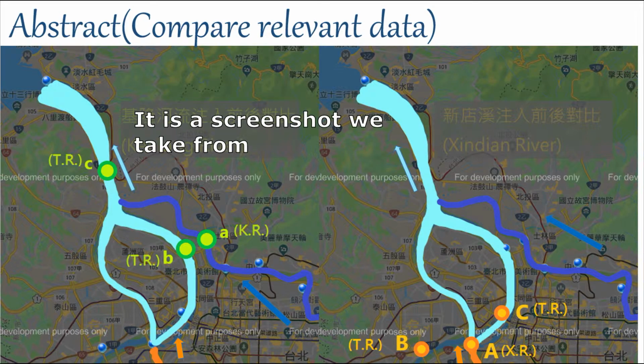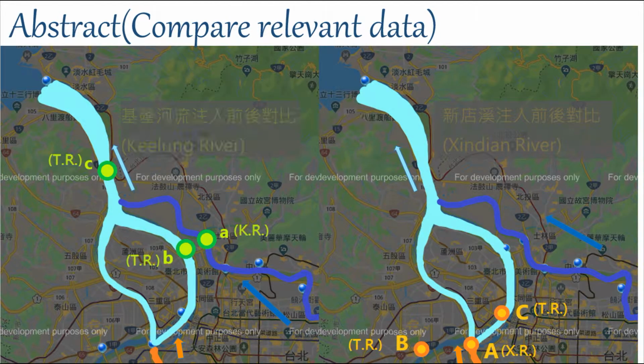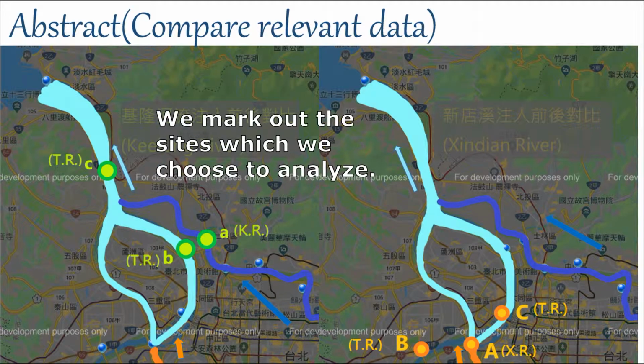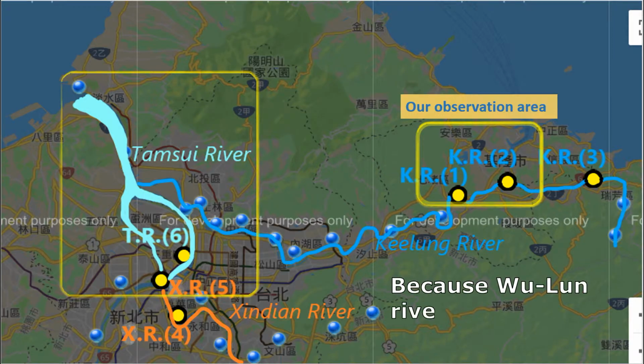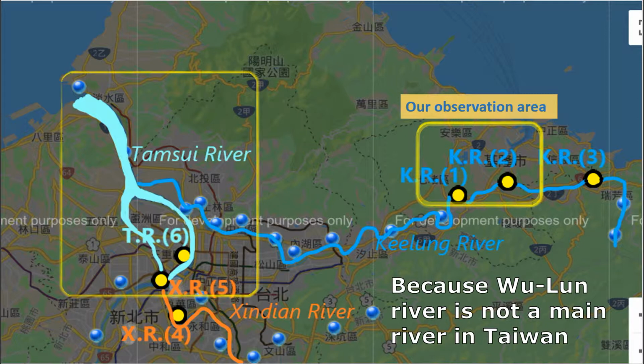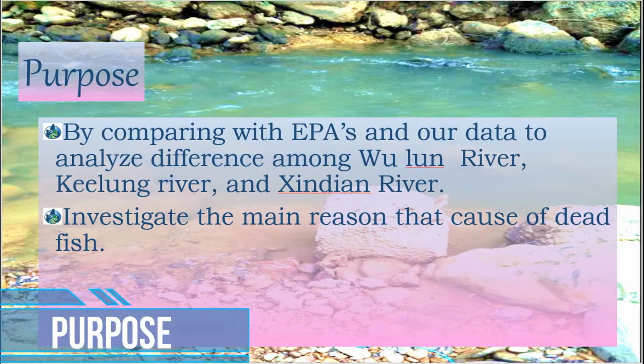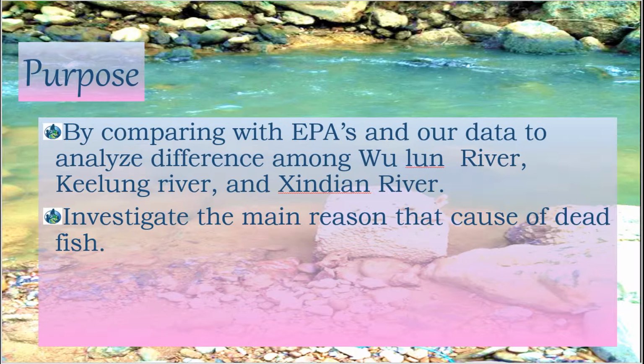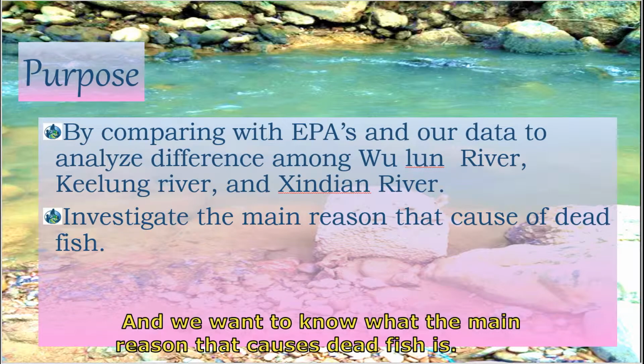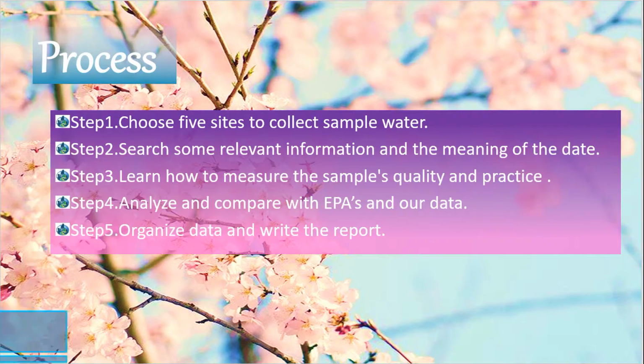It is a screenshot we took from EPA. We mark out the sites which we chose to analyze, because Urun River is not a main river in Taiwan, so EPA has no data. Purpose: by comparing with EPA's annual data, to analyze differences among Urun River, Keelung River, and Xinjiang River, and we want to know what the main reason for dead fish is.